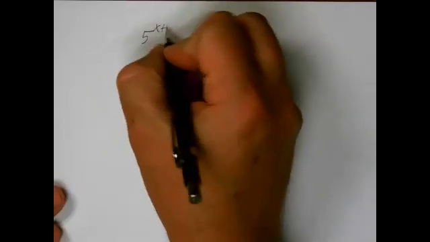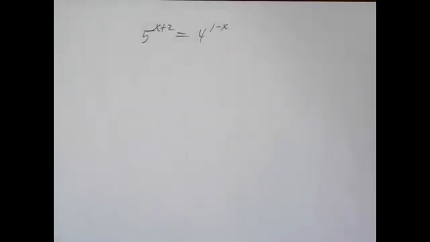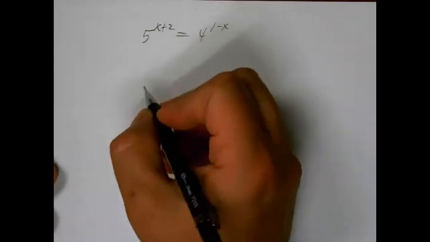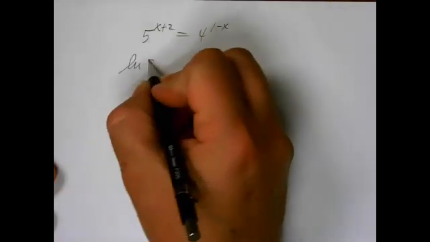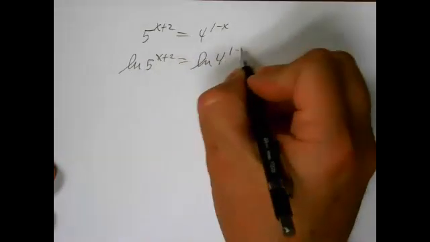Now, some of these will have more than one base in them, which will make the problem a bit more complicated. If I had 5 to the x plus 2 equaling 4 to the 1 minus x, it would not really matter whether I use natural log or common log because there's not a base 10 or a base e here. So I'm just going to choose natural log, and that's a completely arbitrary choice. You could have used either one, but that's just the one that popped into my head.